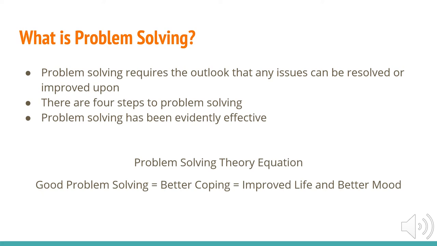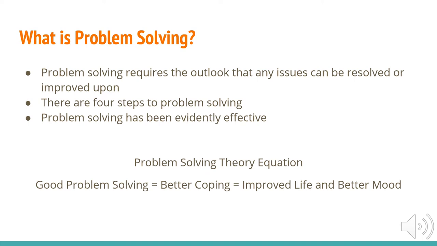What is problem solving? Problem solving requires an outlook that any issues can be resolved or improved upon, as well as acting in a way that requires a particular grouping of skills. 4 steps as proposed by the author for this include: identify the problem and set realistic goals. Generate new solutions through brainstorming. Evaluate the different solutions and decide which one to try. Try one of these solutions, evaluate the consequences, then decide whether the problem is solved or you need to go back and continue to problem solve.